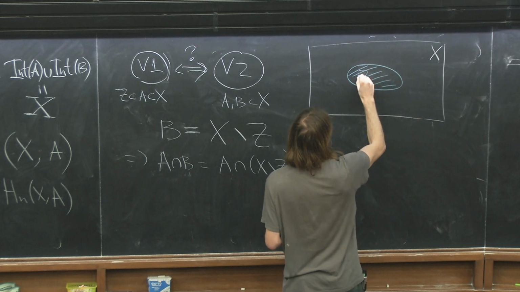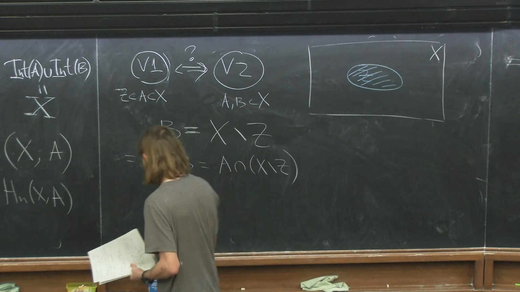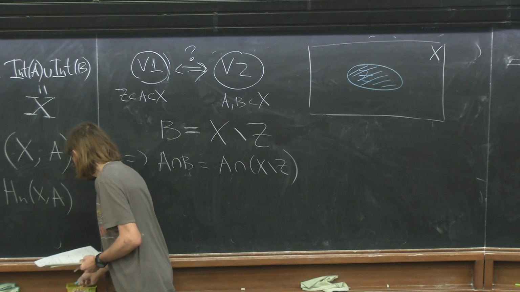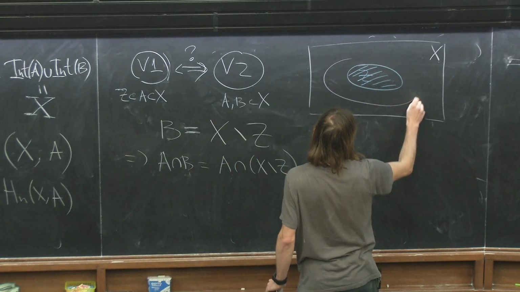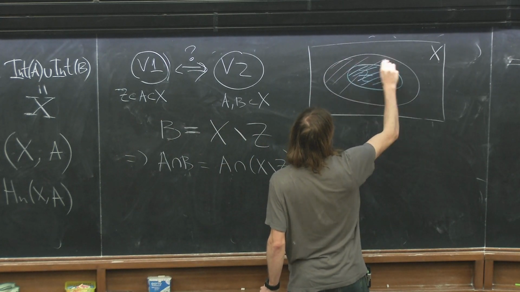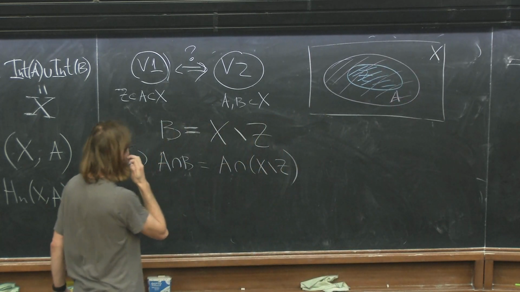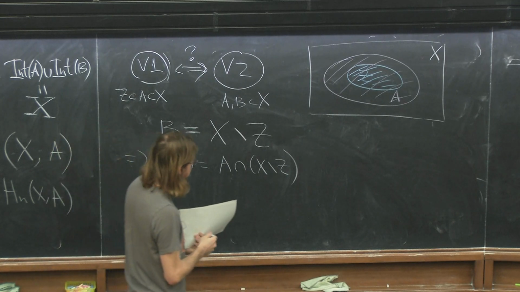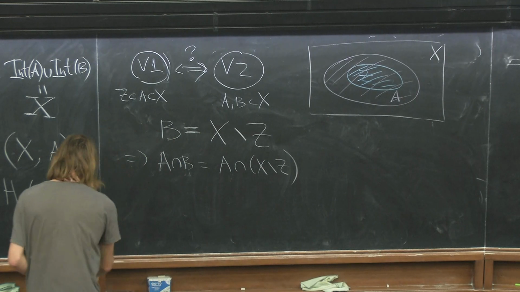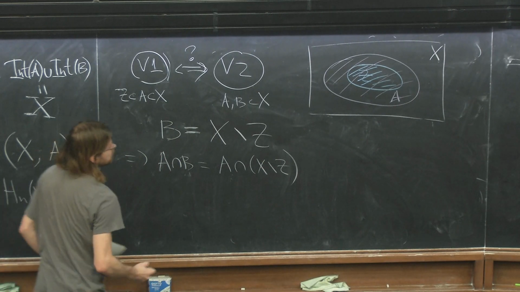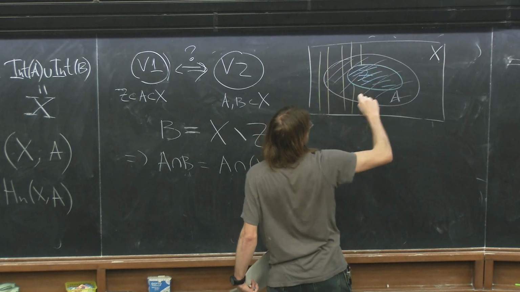Somewhere Z inside. So okay, this is the setup of the first version, and then there is a subspace A which contains Z, and then we say that B is X minus Z. B is our stuff here, the complement.